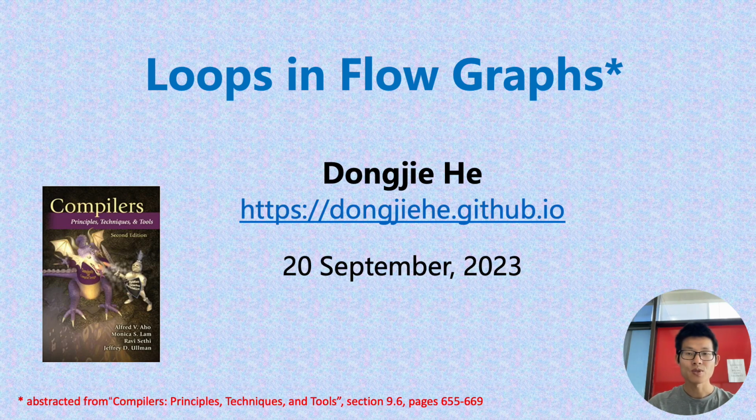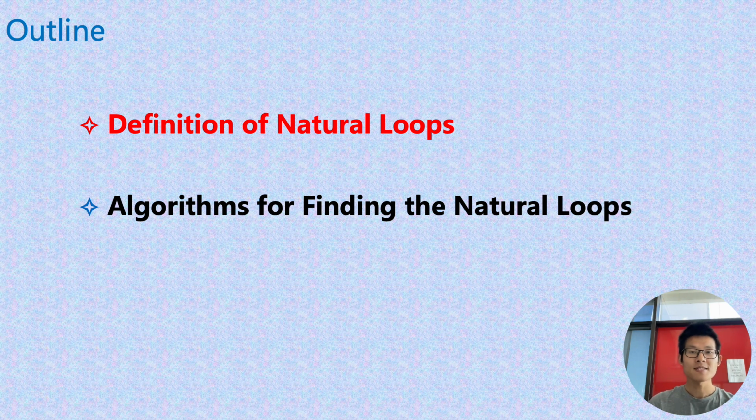Today I will introduce loops in flow graphs. The content is abstracted from the classic book, Compiler Principles, Techniques, and Tools. In this lesson, we will learn two things. We will first learn what is a natural loop, and then introduce the algorithms for finding the natural loops in a flow graph.